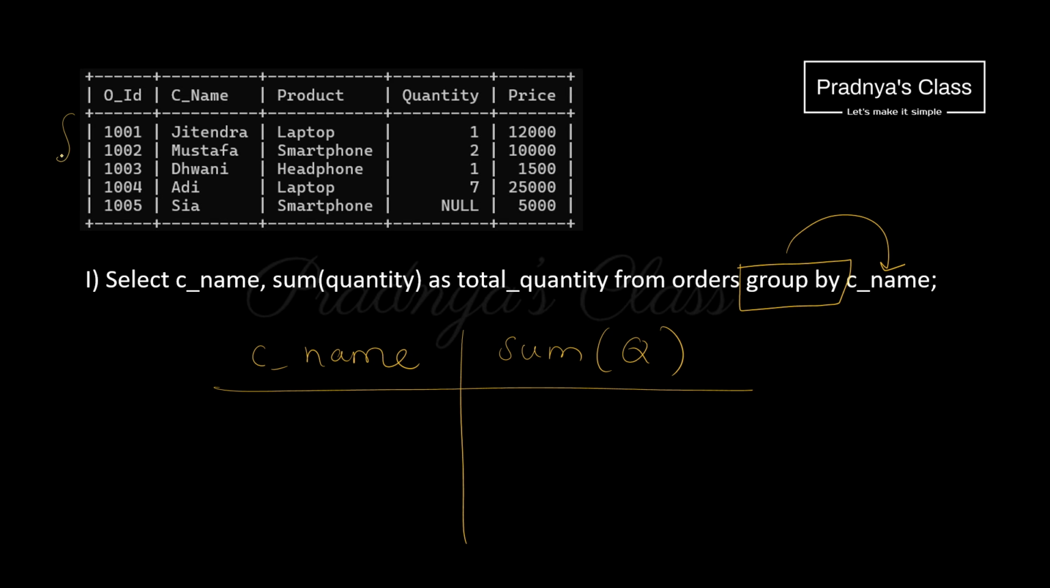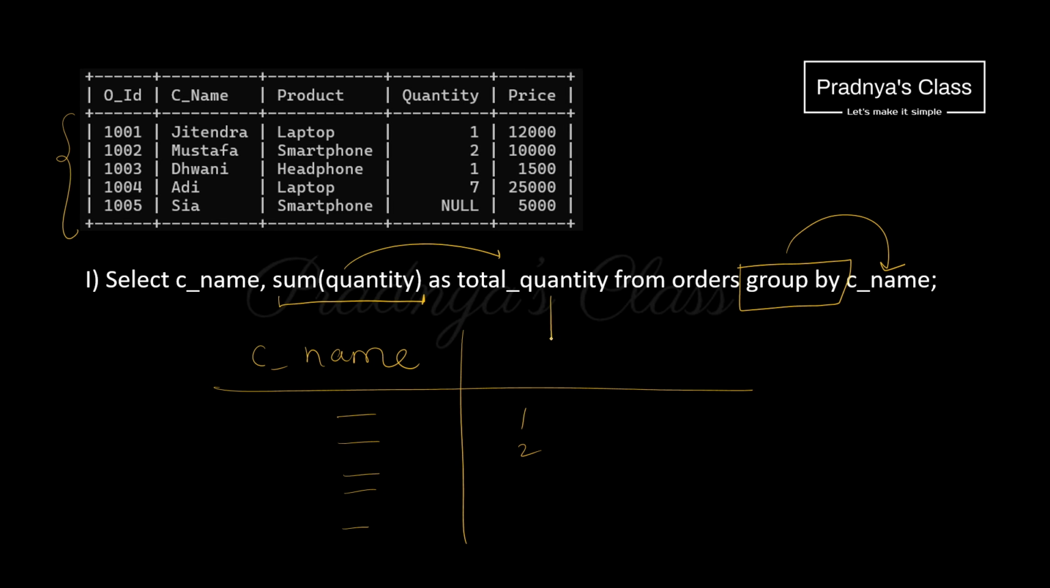Now let's look at the records. We don't have repeated records based on CNAME. It means only one customer got one quantity. That's why the sum will be the same. If we had more than one entry with the same name, then the sum would get calculated. So all the names will get displayed and the sum of quantity will be as it is. Wait. Make a note of it. We are renaming this sum of quantity as total quantity.